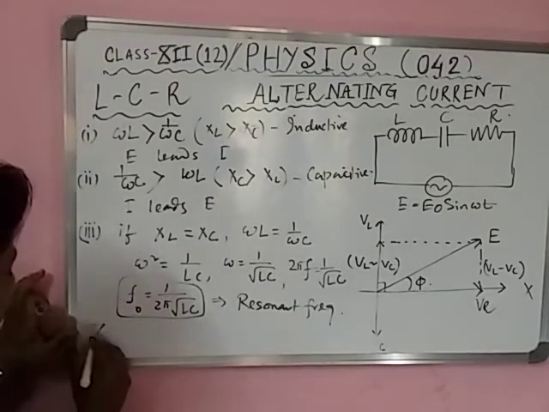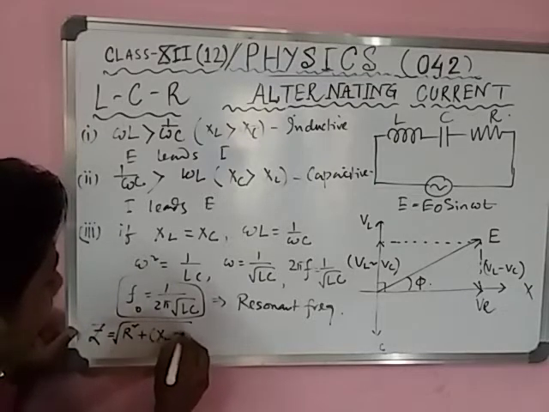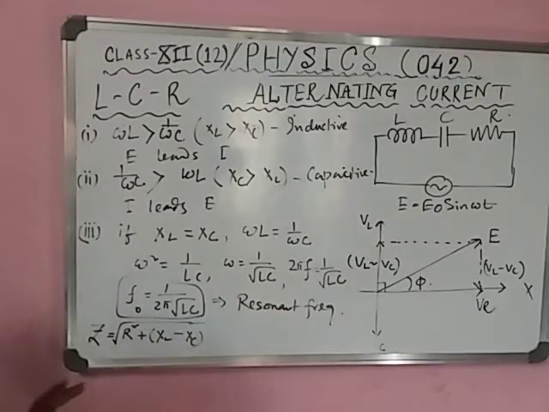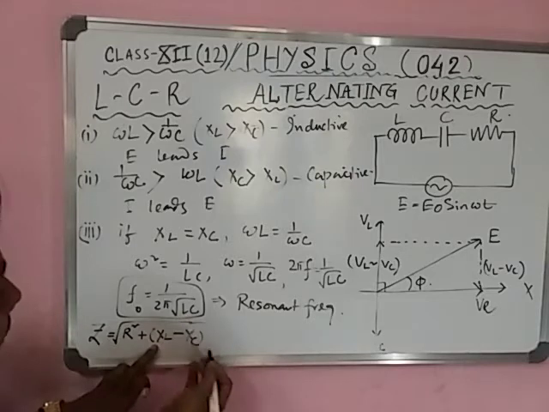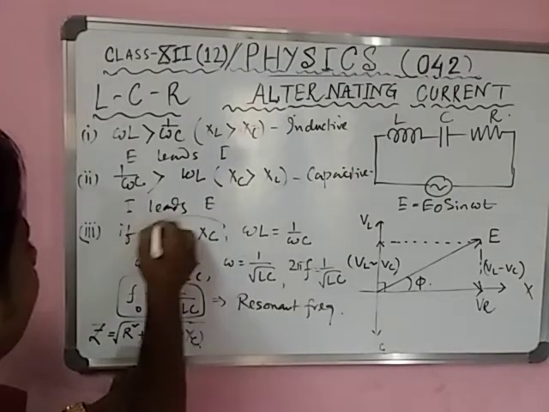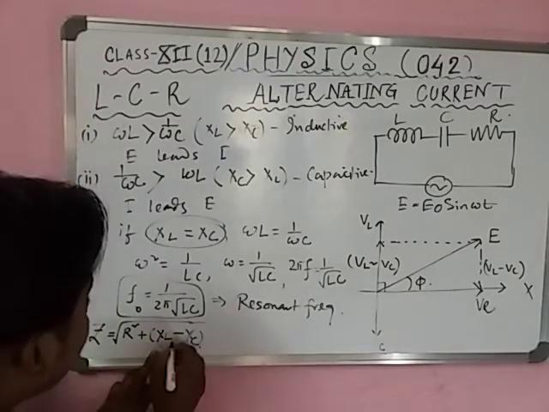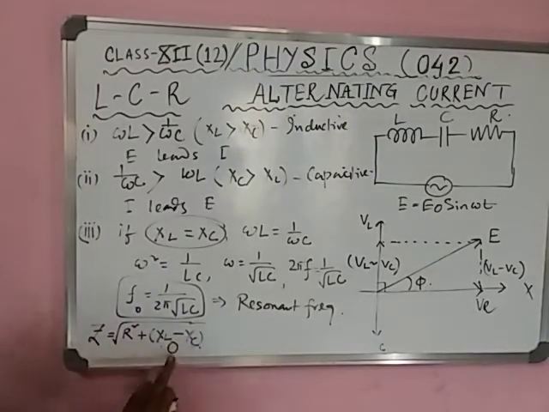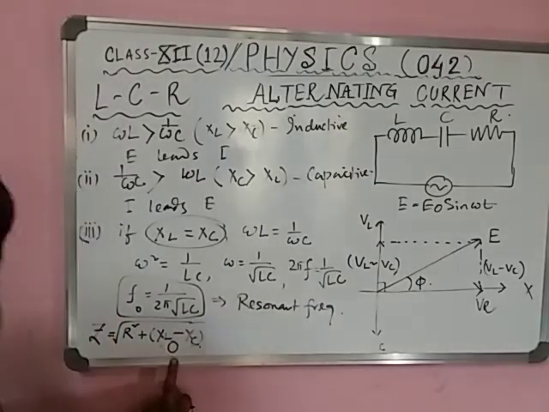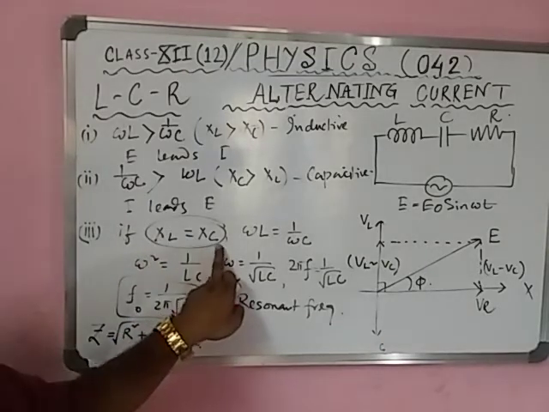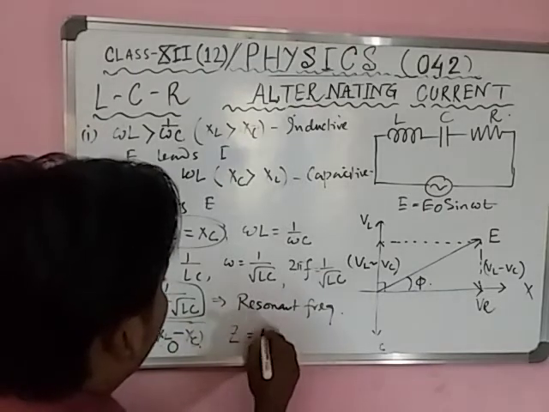Now if you put in the value, Z equal to how much? Root over of R square plus XL minus XC, whole square. Listen very carefully, students. If XL equal to XC, the resonance case, then what happened? XL minus XC will be 0. XL equal to XC means XL minus XC equal to 0. So Z equal to R only.